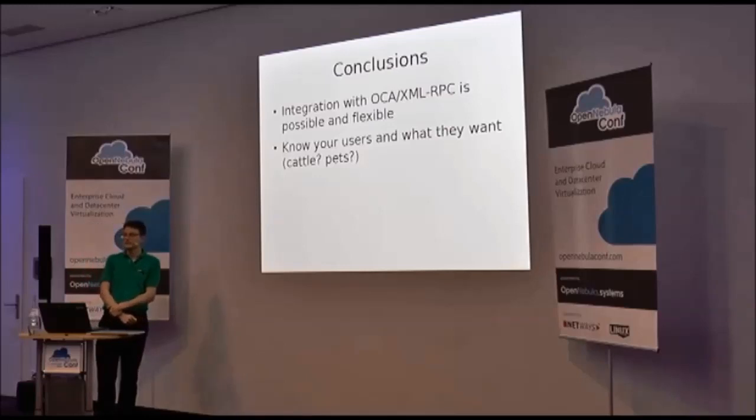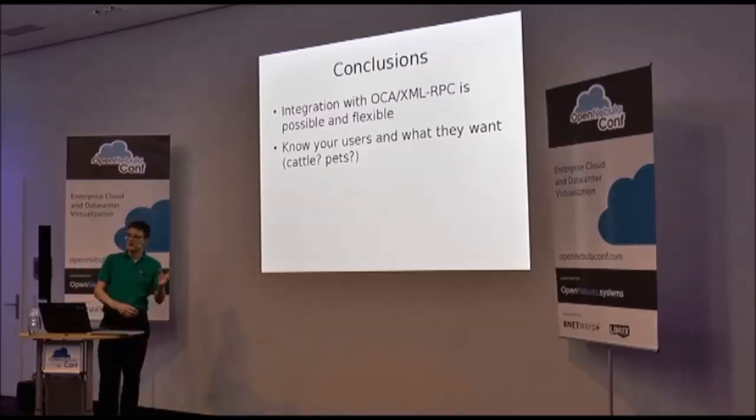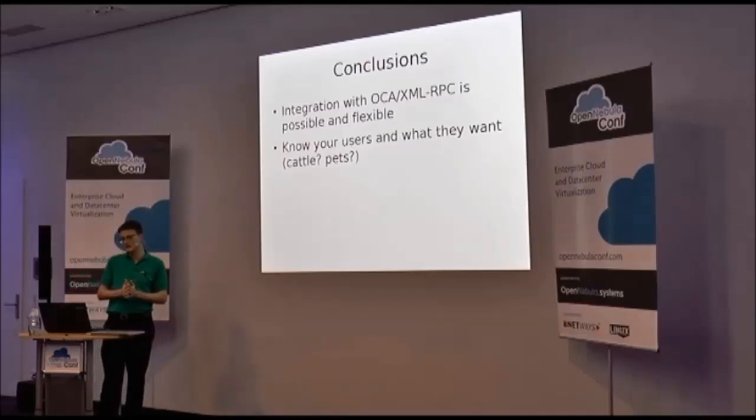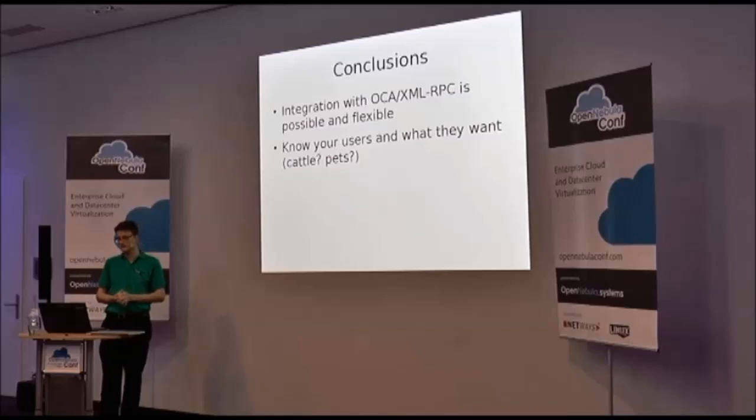To summarize, was it easy? Was it possible? Well, the integration between, say, the Sun Grid Engine and OpenNebula, using the OpenNebula Cloud API (OCA) and XML-RPC, it was possible and it was flexible. I do agree that XML-RPC is kind of difficult. I had some trouble finding working examples, but eventually I got it working. Once you get it working, it's quite flexible.